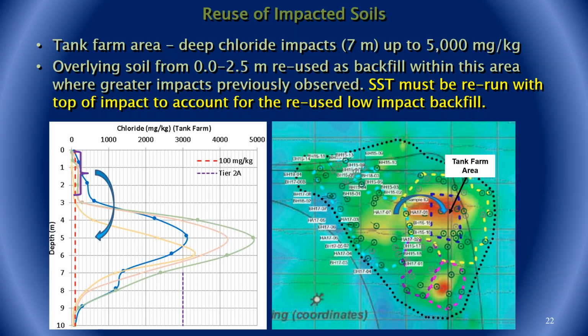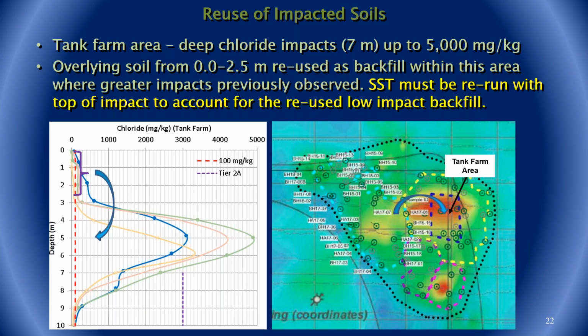The tank farm area was where the deep chloride impacts were, up to 7 meters and up to 5,000 milligrams per kilogram. Overlying soil from the 0 to 2.5 meters was reused as backfill within this area, where greater impacts were previously observed. Just a reminder that SST must be rerun with the top impacts to account for the reused low-level impacts for backfill.